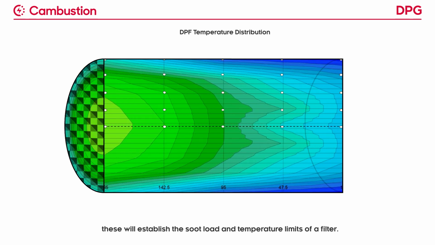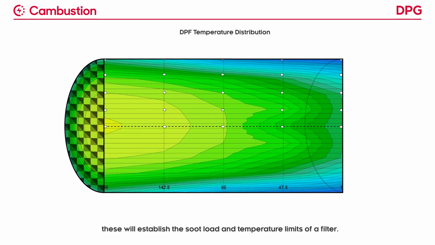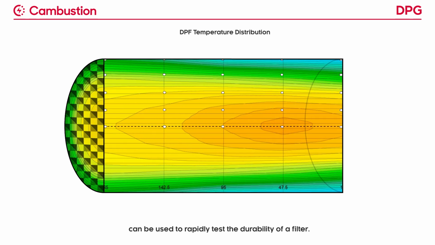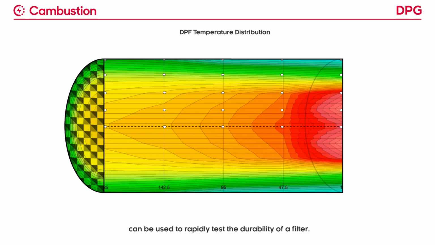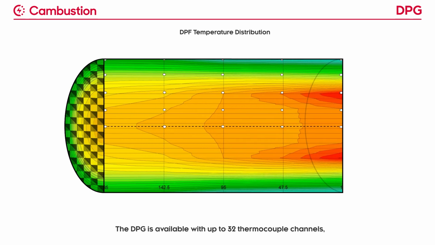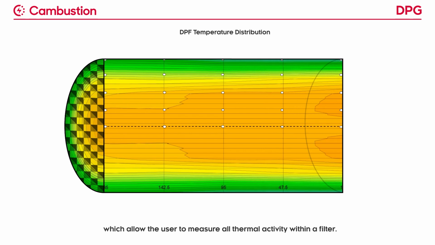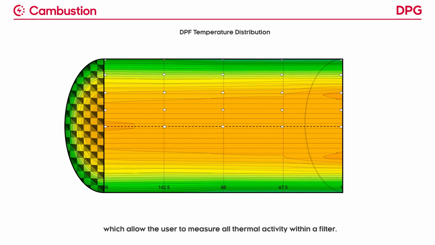These will establish the soot load and temperature limits of a filter. Automated load and regeneration cycles can be used to rapidly test the durability of a filter. The DPG is available with up to 32 thermocouple channels, which allow the user to measure all thermal activity within a filter.